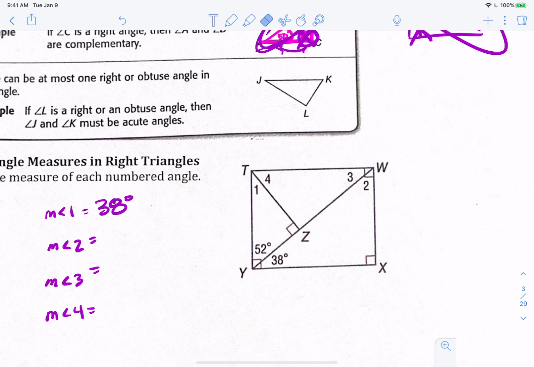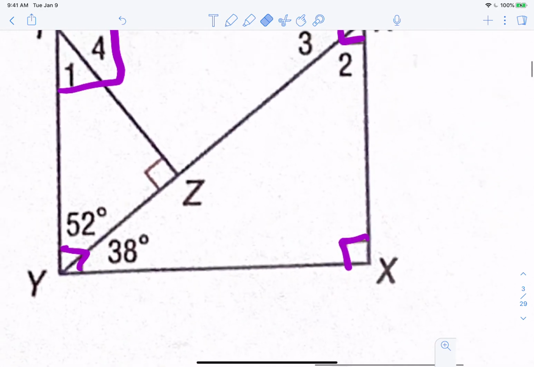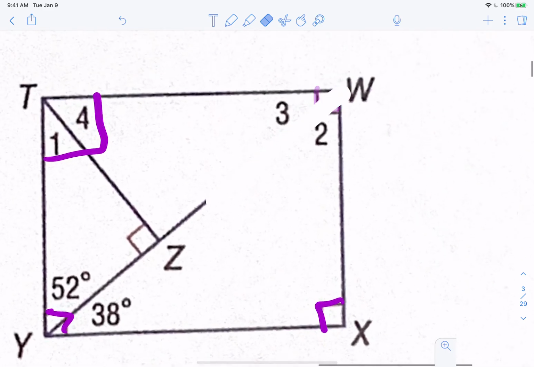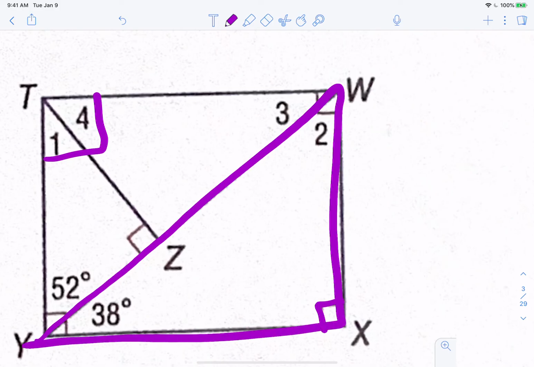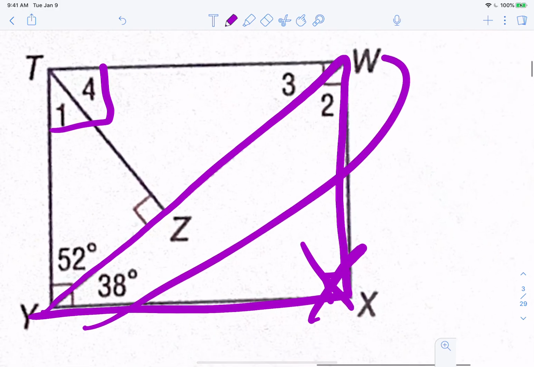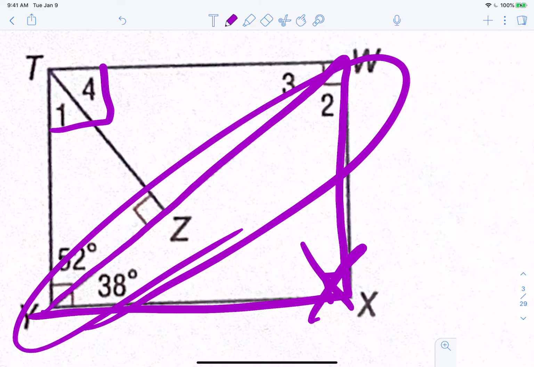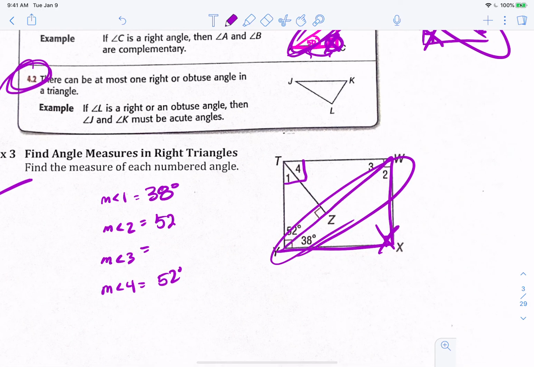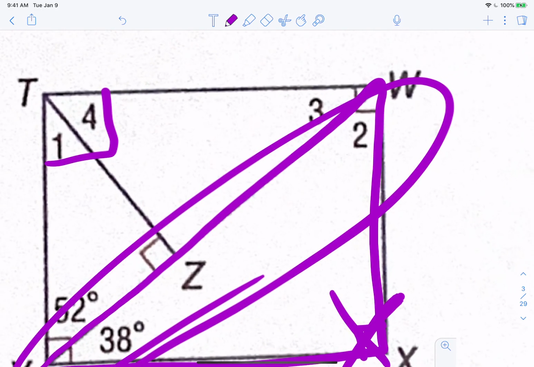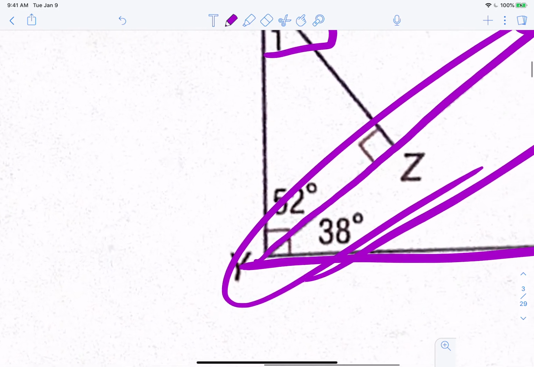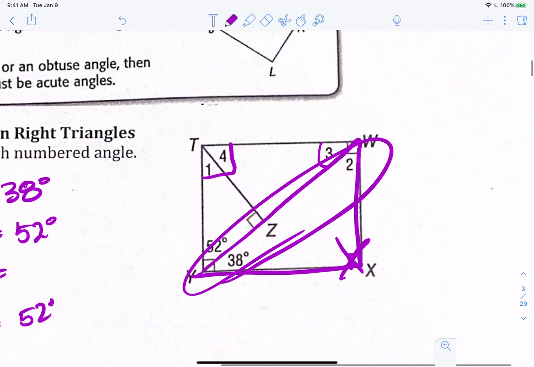So angle 4 is 52. Angle 4 has to be a 90-degree angle because the other ones are, and so it is 52. Okay, let's go to angle 2. Angle 2 is the big triangle in the bottom half. Here's my 90-degree angle that I can cross off. So 38 plus whatever angle 2 is has to be 90. So angle 2 is 52. And then angle 3 has to be 38. It's a bunch of 52s and 38s.